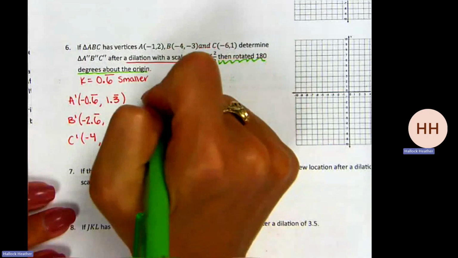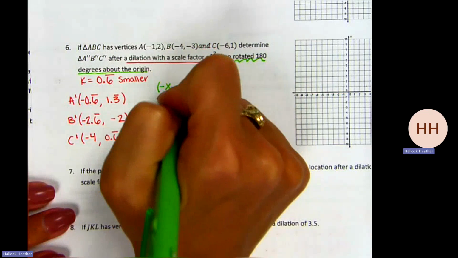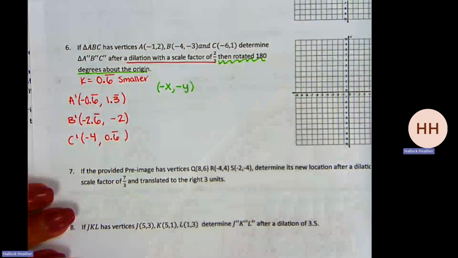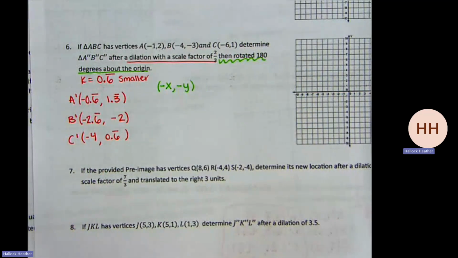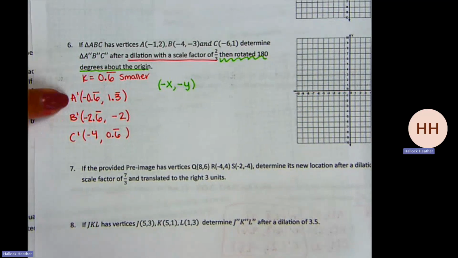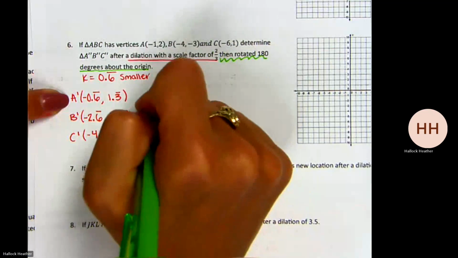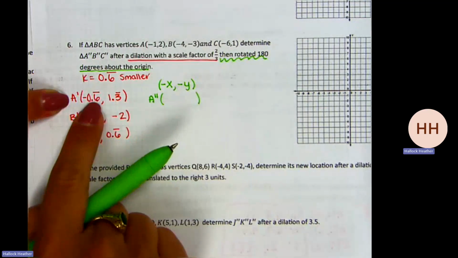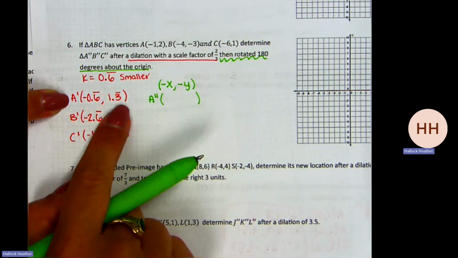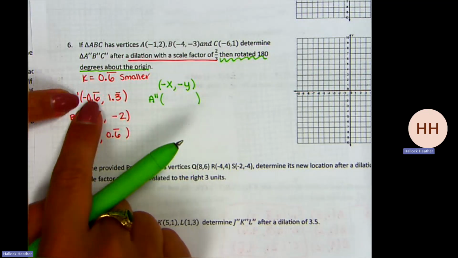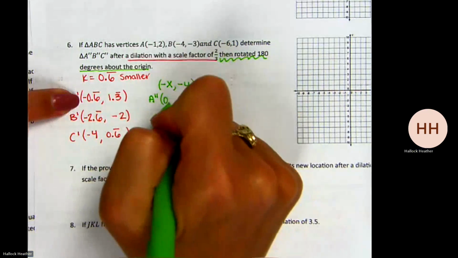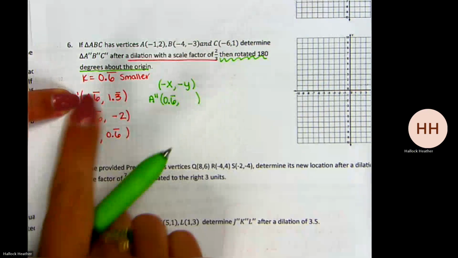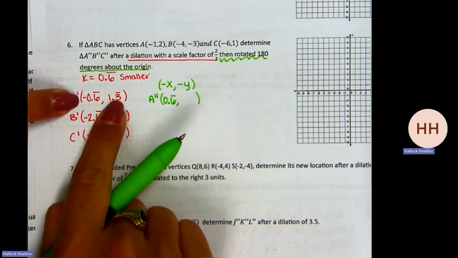So the rule that I'm using for the 180 degree is I'm taking my X, I'm making it negative. I'm taking my Y, I'm making it negative. The only reason why it's positive is if it's already negative. So A prime is now going to change to A double prime. So it was negative 0.6 and positive 1.3. So literally the signs are going to change. So if it was negative, now it's positive. And if it was positive, now it is negative.